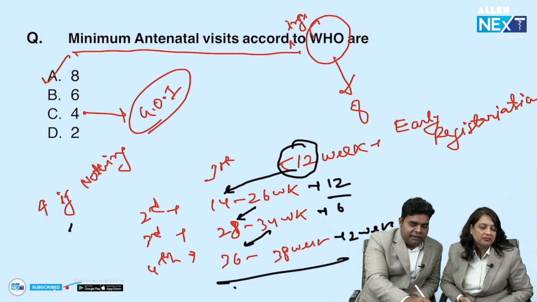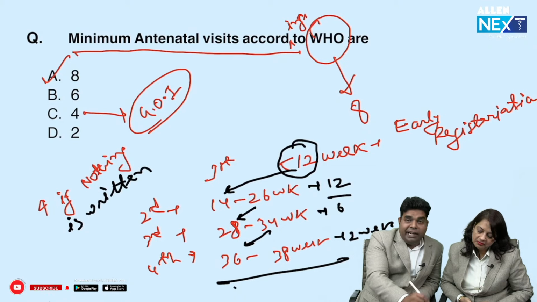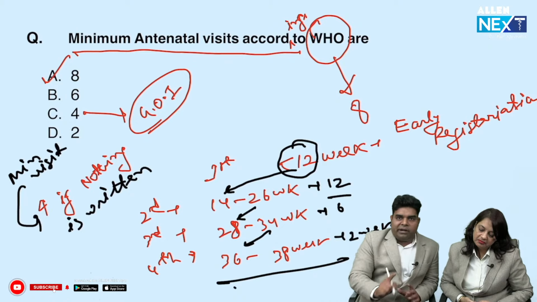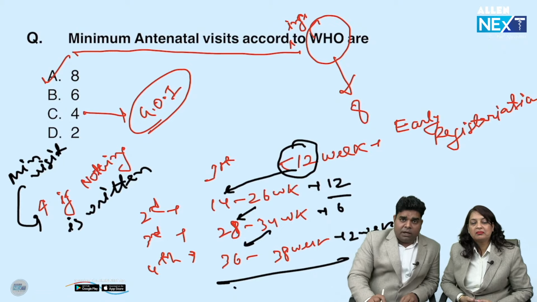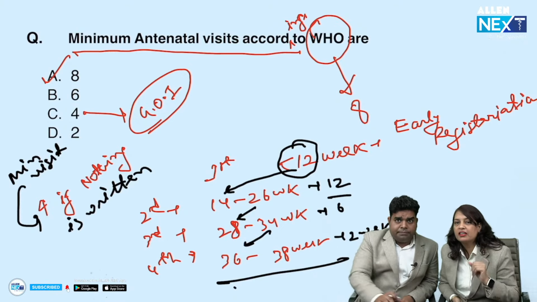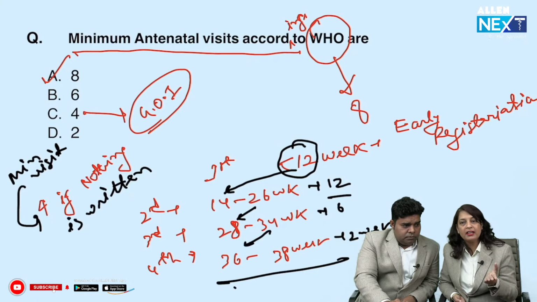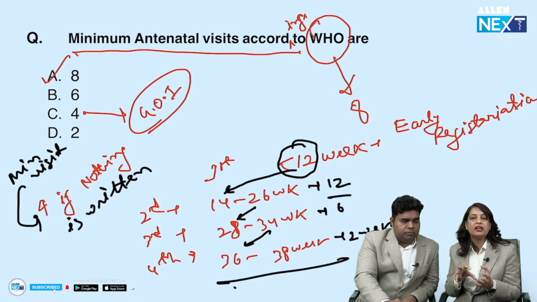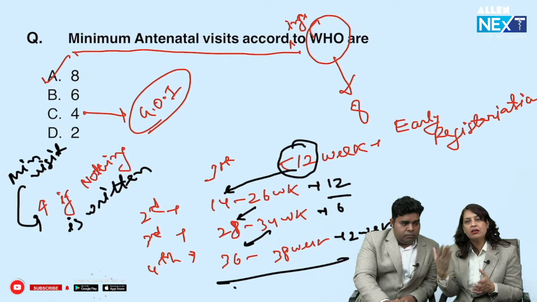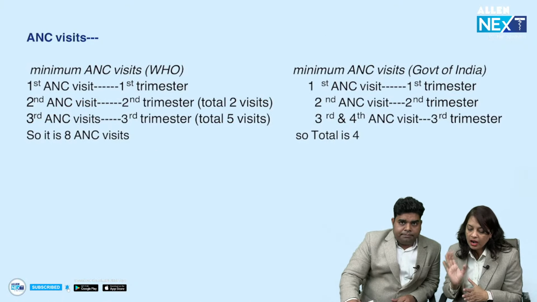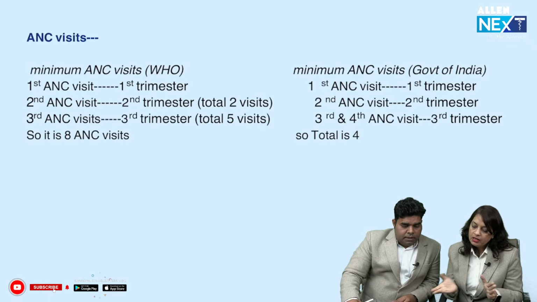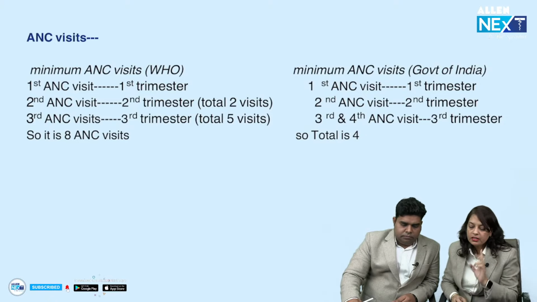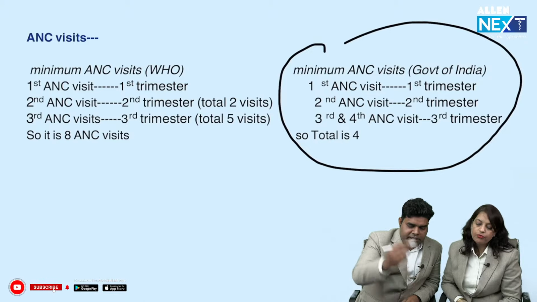If in the question nothing is written about whether it is WHO or Indian guideline and they just ask minimum visits, always answer 4. Don't write 8 unless WHO is given in the question. Okay? And WHO has a suggestion. In India, for pregnant ladies, I'm not talking about those visiting hospitals, the recommendation is around 10, 12 visits, or 12 to 14 visits if they are ideally following that. So it is first visit in the first trimester, second visit in the second trimester, and third and fourth visits in the third trimester. So total 4 visits. Fine.